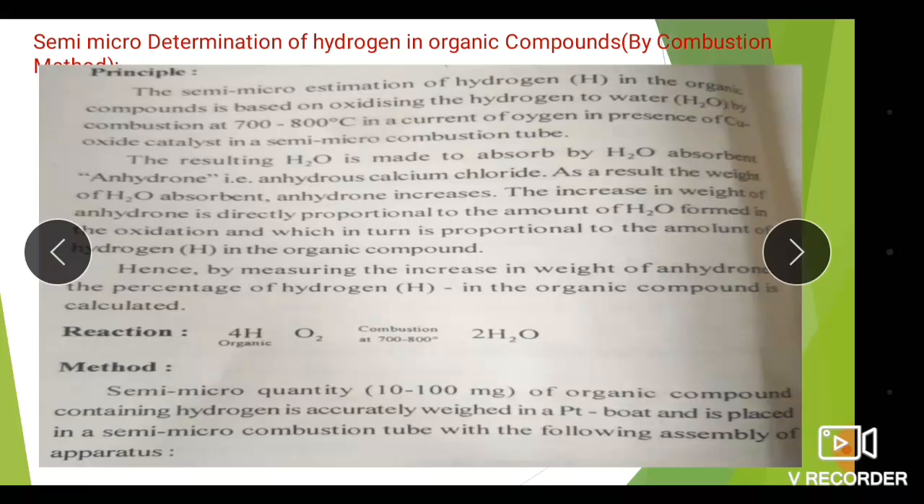The semi-micro quantity method is used for that estimation. A semi-micro quantity, 10 to 100 mg of the organic compound containing hydrogen, is accurately weighed in a platinum boat and placed in a semi-micro combustion tube with the following assembly of the apparatus.